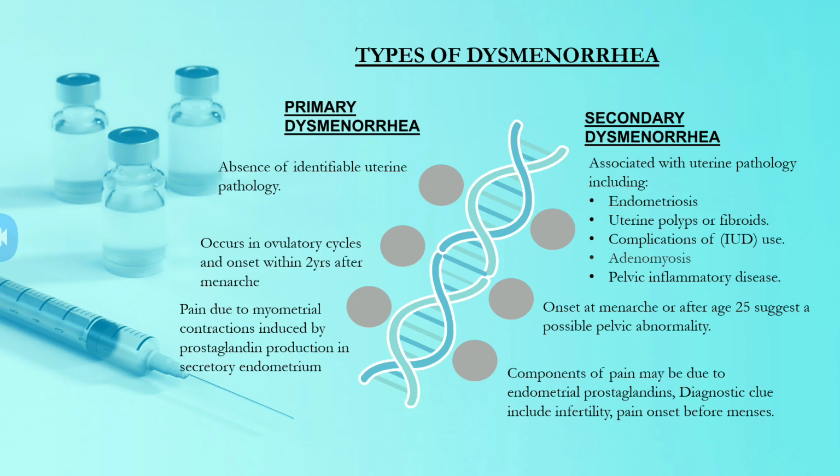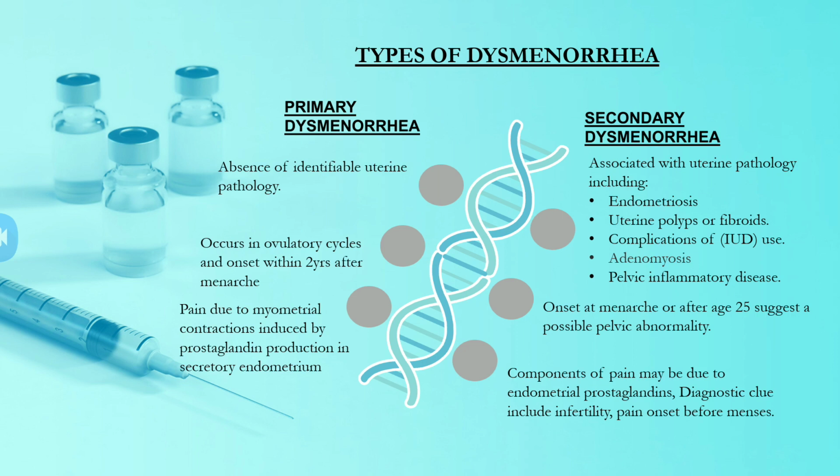In the secondary dysmenorrhea, it is associated with the uterine pathology, and these uterine pathologies are endometriosis, that is the most common cause of the secondary dysmenorrhea in the younger women, and it can result in the chronic pelvic pain and infertility. Second is uterine polyp or fibroids. The fibroids, if they are small, they may not cause pain, but if it is located in the wall of the uterus, it causes pain.